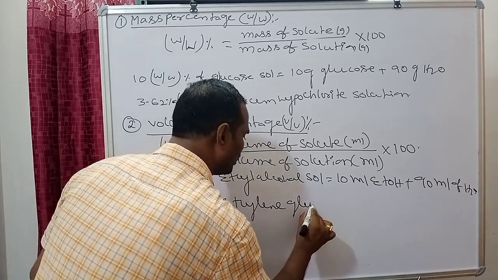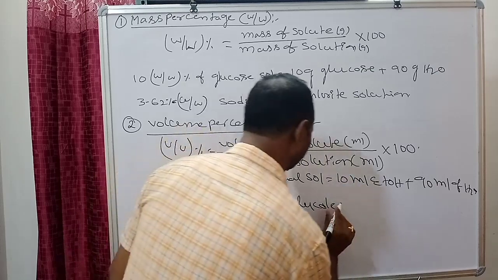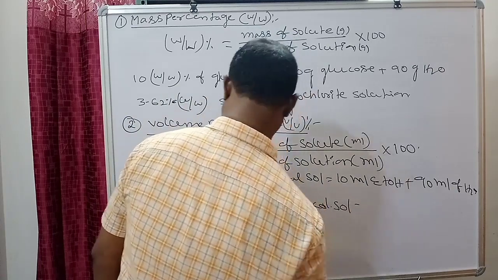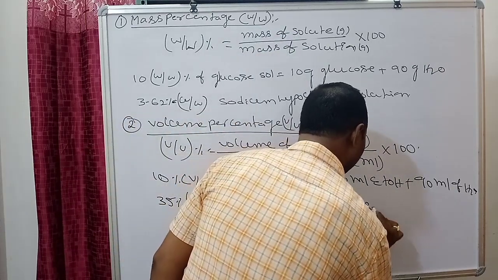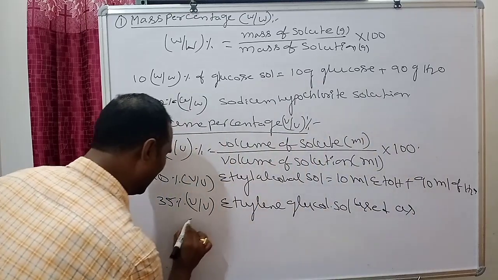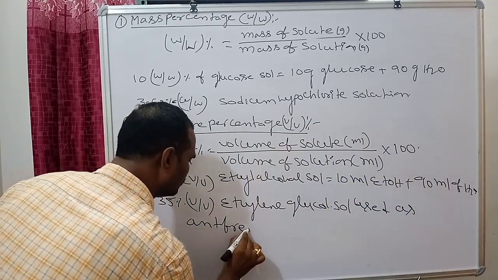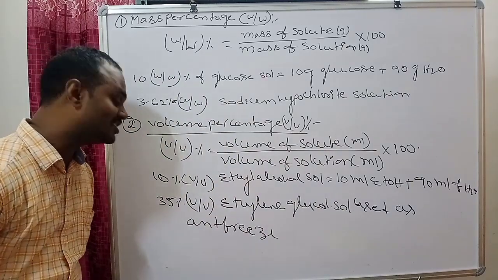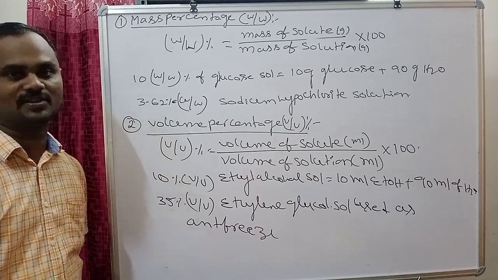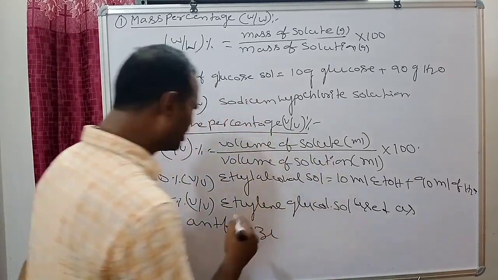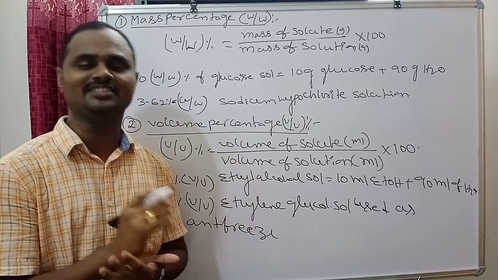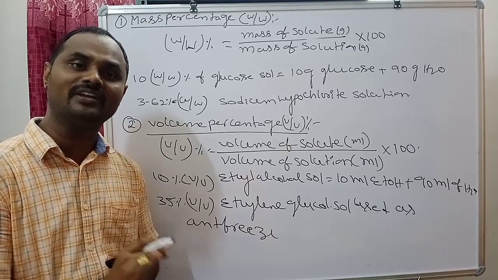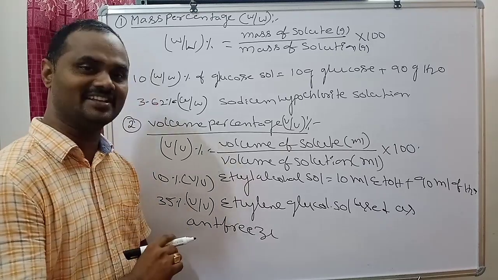Ethylene glycol solution used as antifreeze. It is used in cars to avoid the freezing process. Generally water freezes at 0 degrees centigrade. When we add this antifreeze, water never undergoes freezing at 0 degrees centigrade.